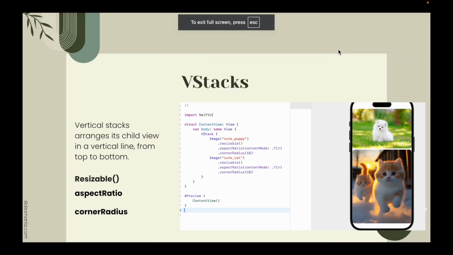But let's learn about VStacks. Vertical stacks arrange their child views in a vertical line from top to bottom. And here we have VStack and then we have two images. You see here that the images are arranged from top to bottom, so everything is aligned vertically, and then we have some modifiers. In this case, I used two images, and we can actually go try that out right now.